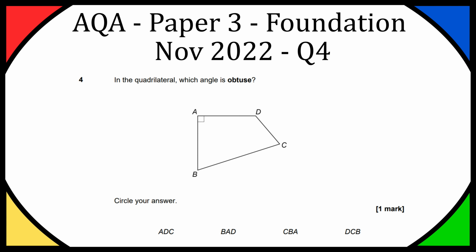Hey everyone, so in this question we have 4 angles inside this quadrilateral and we need to decide which one of them is an obtuse angle. So we have 4 options obviously.